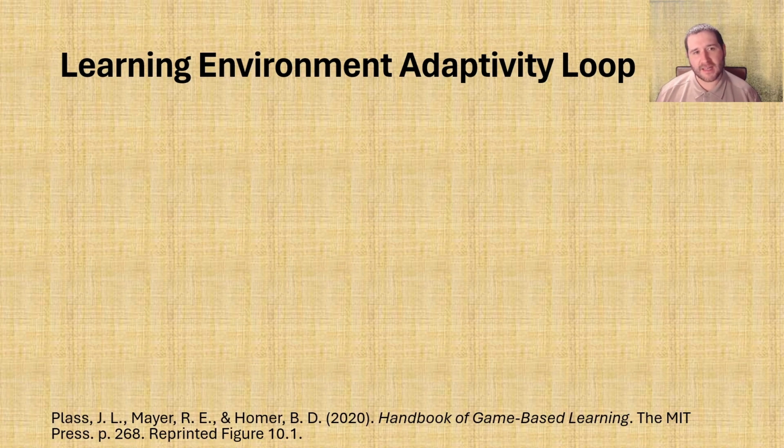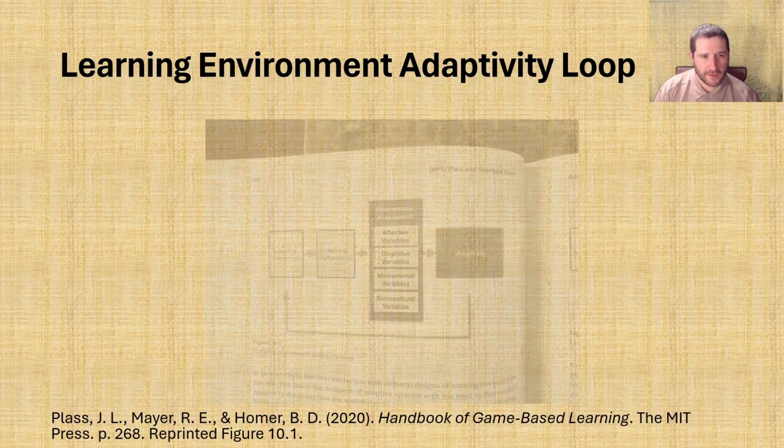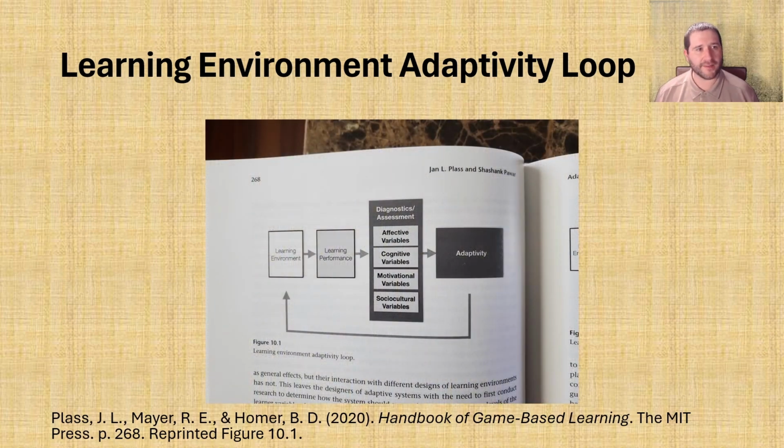Now, using that data to affect the learning environment was so important to Plass that they made a nice little figure here to demonstrate what's going on. They call this the learning environment adaptivity loop. The idea is you place a student into a learning environment. They attempt some problem or skill, right? They have their performance. The game assesses how they do, and then the game adapts in some way, right? So you try it, you're placed in the environment, you try it out, the system collects data, and then gives you feedback and you try again.